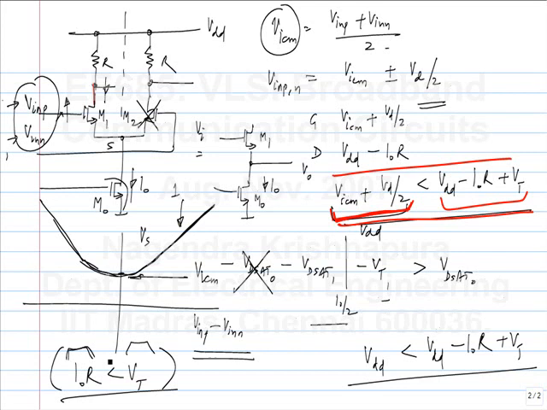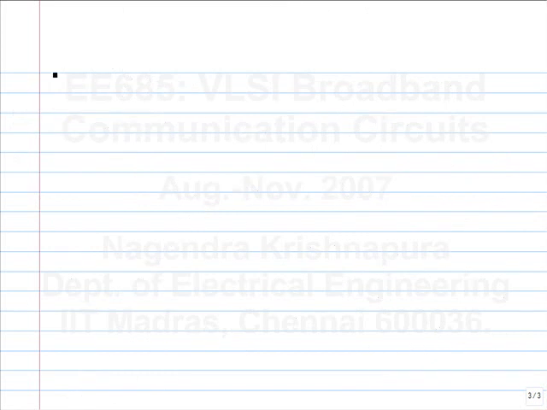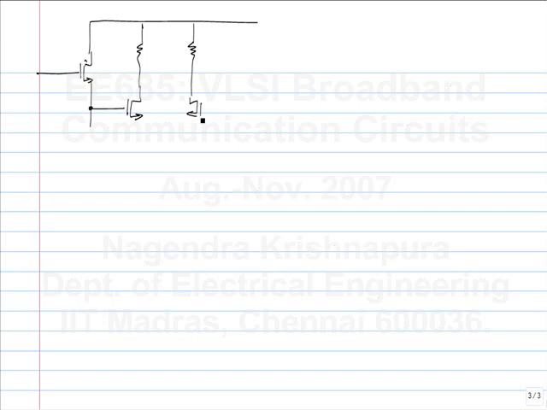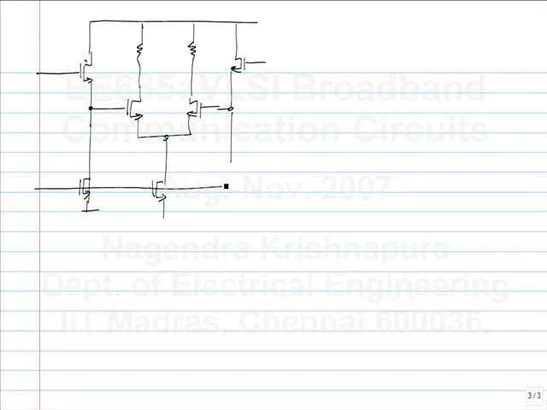It's a simple circuit, right? The constraint was really between VICM and this. So what do you have to do here? Insert a level shifter before this, so that the input does not go all the way to VDD, that's all. A simple level shifter is a source follower. So you may have to do this.